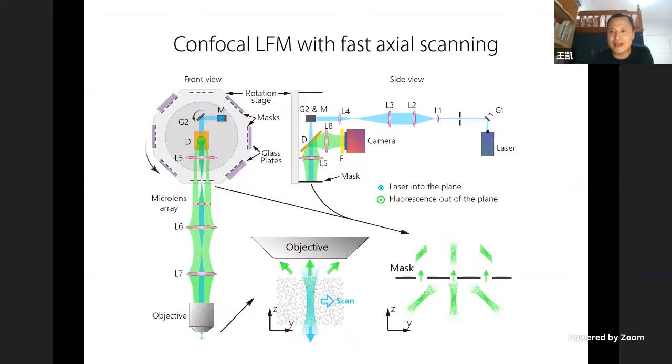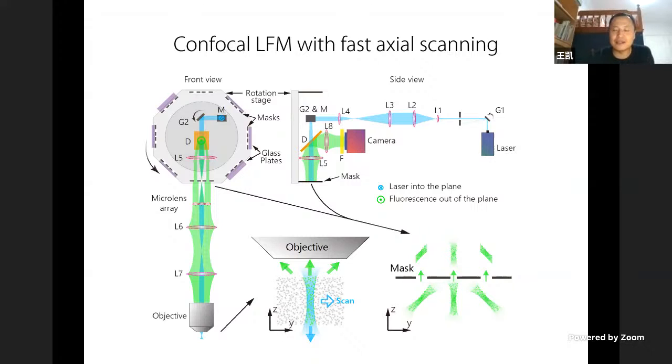But in scattering tissue, such as mouse brain, it does have compromised performance. But when imaging mouse brain, people have tried modeling the effect of scattering.